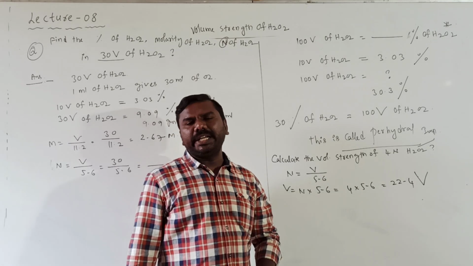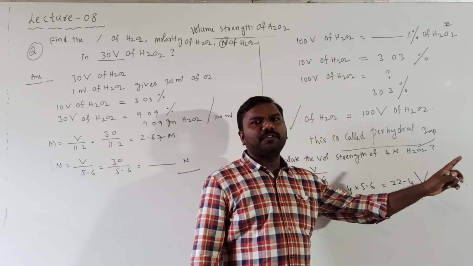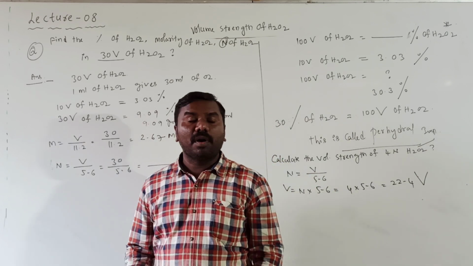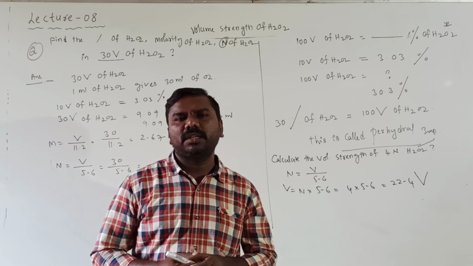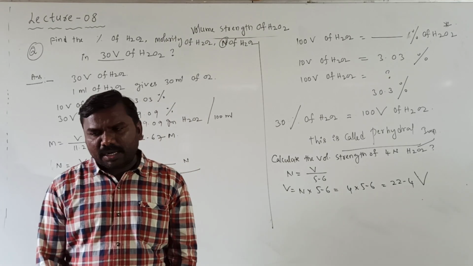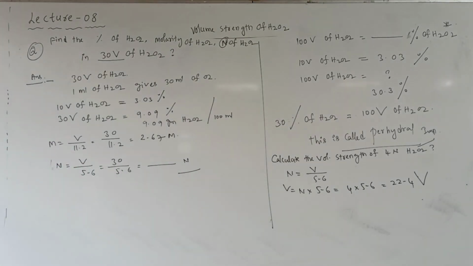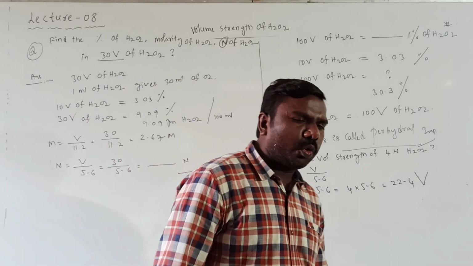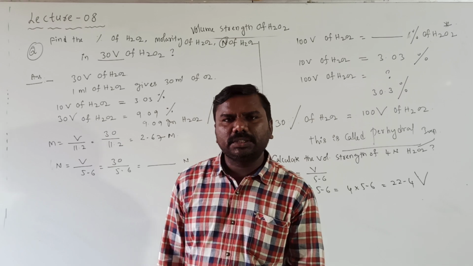1 milliliter of H2O2 gives 22.4 milliliters of oxygen gas. This is very, very important. Many problems are there, we'll discuss afterwards. And the next topic, the last topic in this chapter, is the structure of H2O2 in gas phase, liquid phase as well as solid phase.